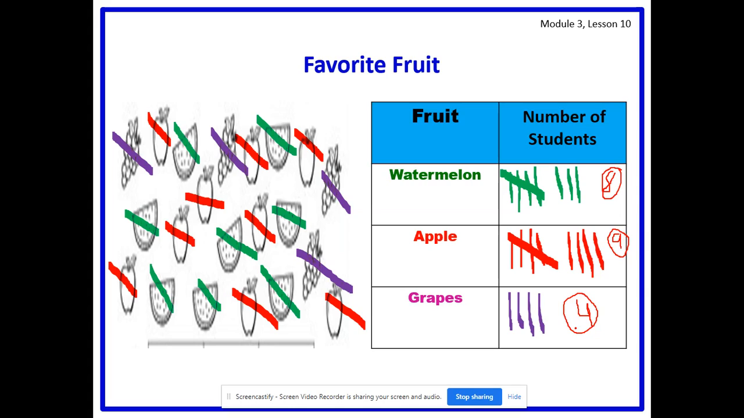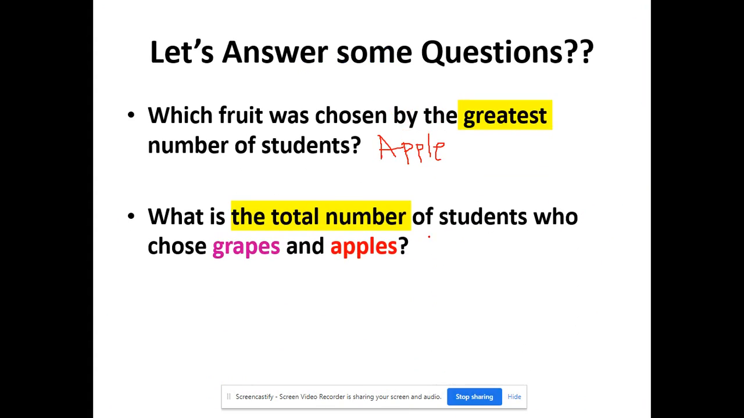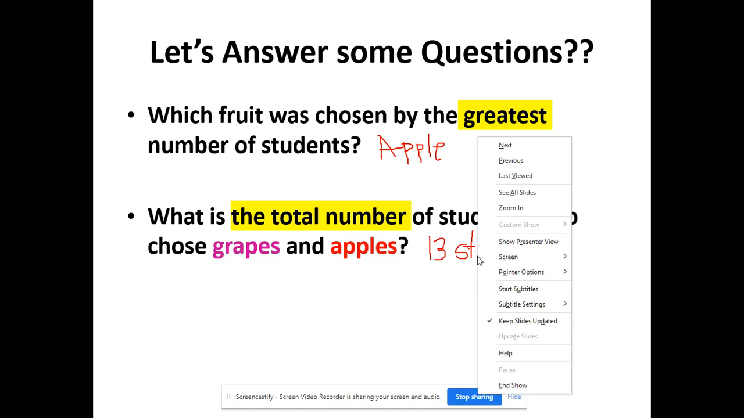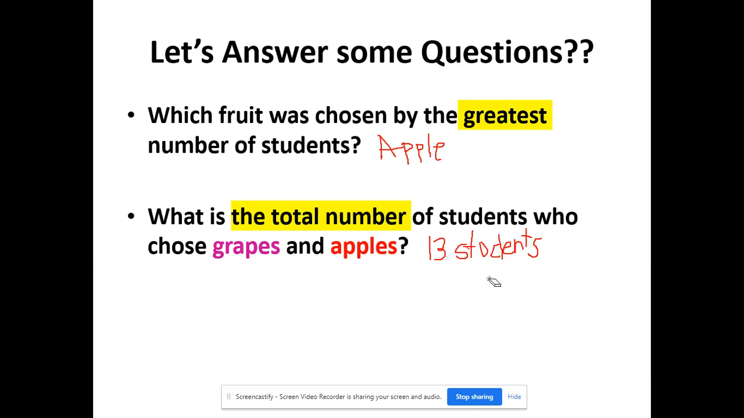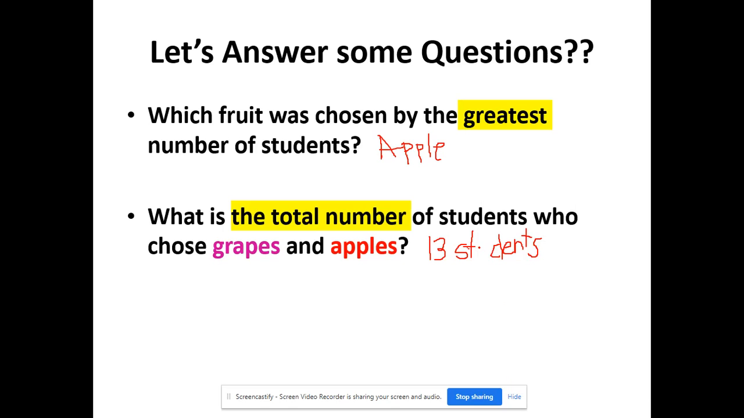Get ready. Yes, 13. So 13, remember to put students because it wasn't dogs or it wasn't cats. It was, sorry for my handwriting, it was students chose apples and grapes put together. So let me go ahead and erase this really quick because it looks like an O. There we go. And final question.